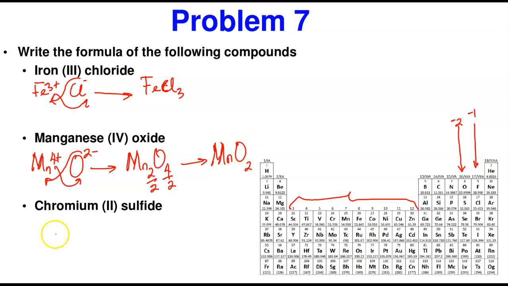Now, chromium 2 sulfide. Again, chromium is 2 plus. That's what it's telling you. We always know sulfur to be what?